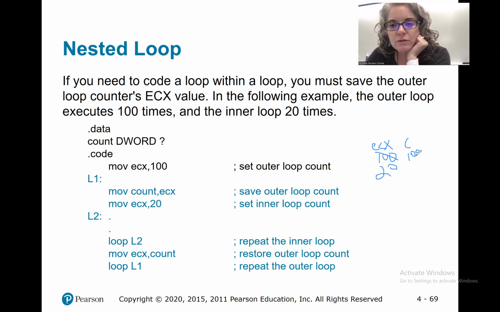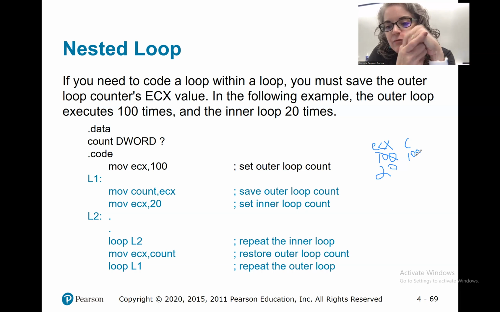But we have to save this so that we know how many times to do the outer loop. So what's going to happen here is the outer loop will execute 100 times. And for each time that the outer loop iterates, the inner loop will happen 20 times. So when the outer loop is 1, the inner loop will do 20 iterations. Outer loop becomes a 2, 20 iterations. Originally, we're counting backwards, but I'm going to count forward 20 times. When the outer loop is the third time that it iterates, inner 20.